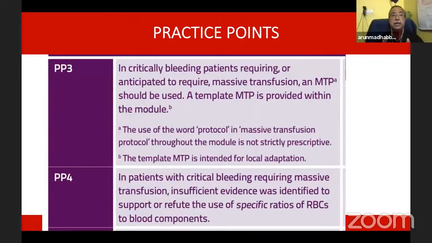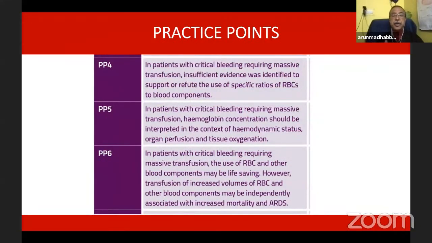In critically bleeding patients requiring, or even anticipated to require, massive transfusion, I think the MTP, massive transfusion protocol, should be used, and thereby optimize this patient for continuous monitoring and help this patient to survive in a much better way, even without requiring the component therapies. In patients with critical bleeding requiring massive transfusion, insufficient evidence was identified to support or refute the use of specific ratios of RBCs to blood components.